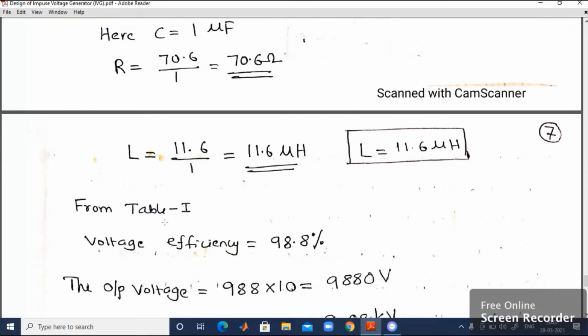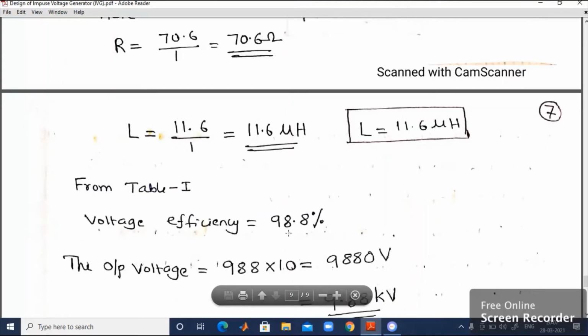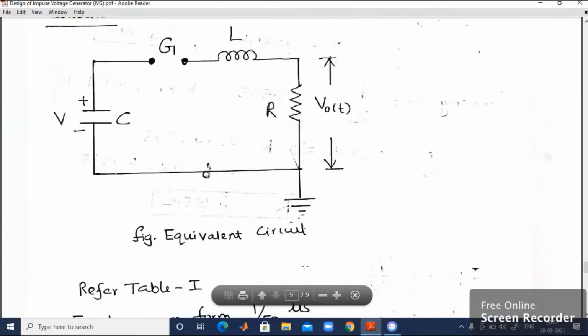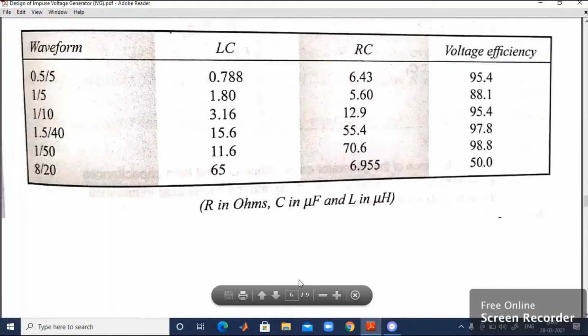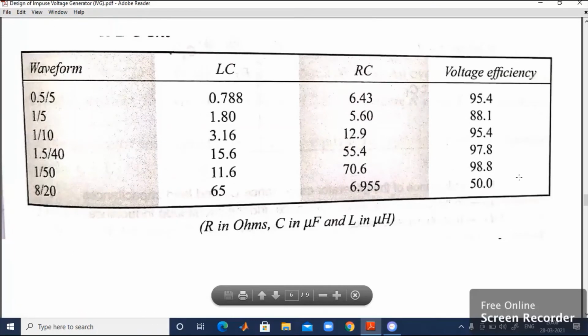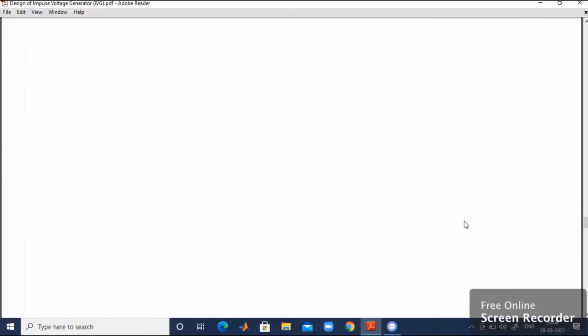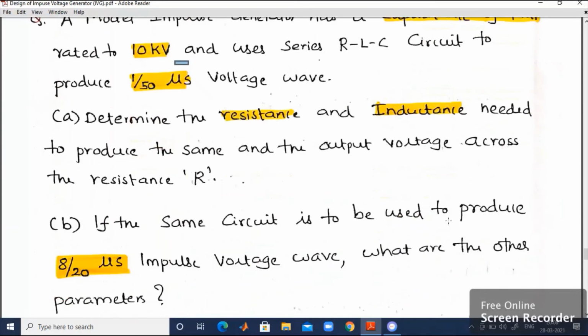You know that table 1 gives the voltage efficiency also. Voltage efficiency is given as 98.8% for this combination. It is very clear. If you want, you can refer to that particular table. This is just for your information. Look at this, 1/50 microsecond, the voltage efficiency is highest, that is given as 98.8%. So you can recall that particular information.